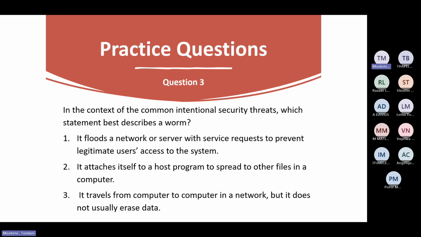So you can find that in your book in section 5.3. They're describing a worm. So they're saying a worm travels from computer to computer in a network, but it does not usually erase data. Unlike viruses, worms are independent programs that can spread themselves without having to be attached to a host program. So the correct answer here is 3. Do you guys agree? Are we good on that one? Okay, thank you for the thumbs up.